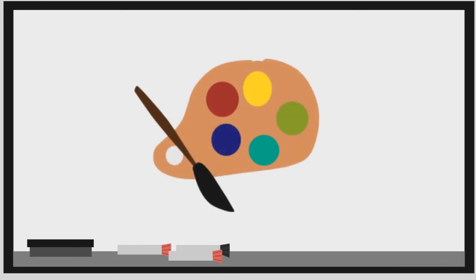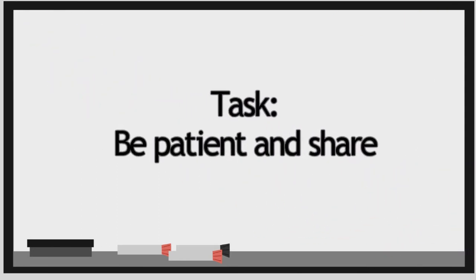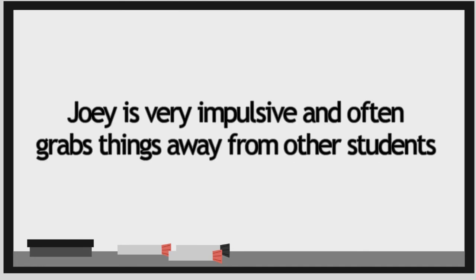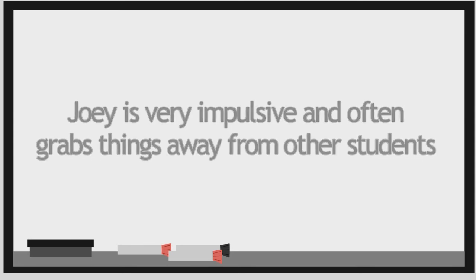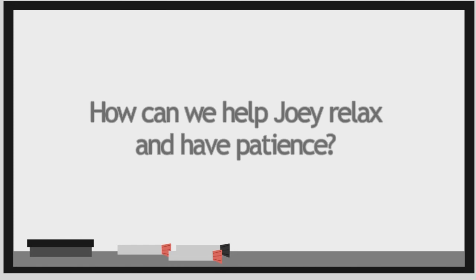Sometimes on Thursdays after school, Joey attends an art class. There's always a lot of pencils, pens, and gadgets to play around with, but not always is there enough for everyone in the class. As a result, Joey is very impatient and often tries to grab things away from his classmates. He is very impulsive and wants things immediately. How can we help Joey learn to share with other students? How can we help Joey have some patience?